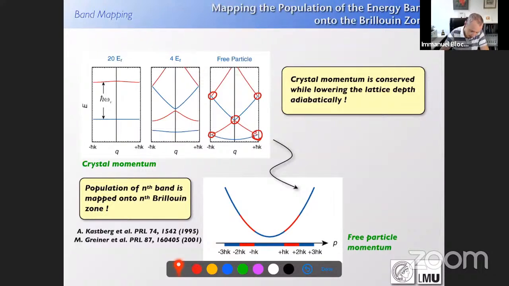So here we would increase the lattice depth, 4 recoil lattice depth, 20 recoil lattice depth. And you can see how this becomes more and more flat. The separation between the bands increases and the bands become flatter and flatter. Do you know why the bands become flatter and flatter? Do you have an idea why they disperse less? Why does the separation approach this one value here?